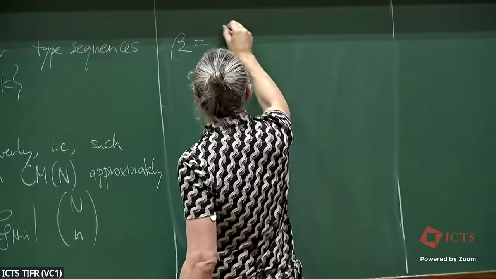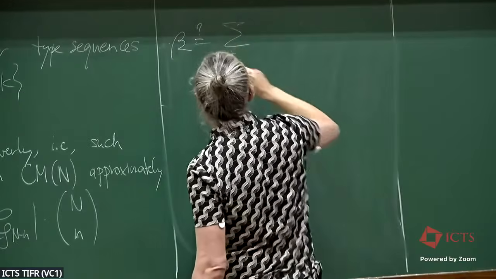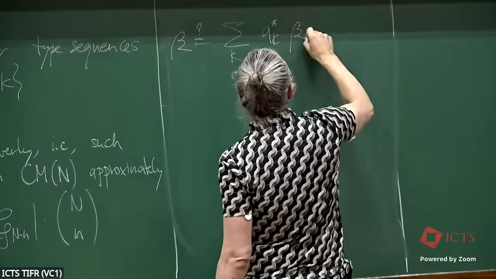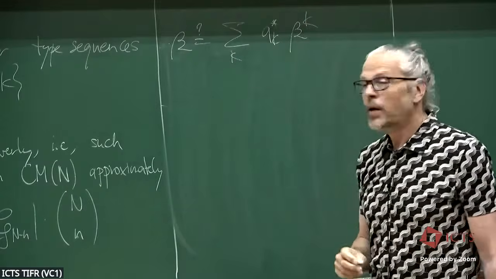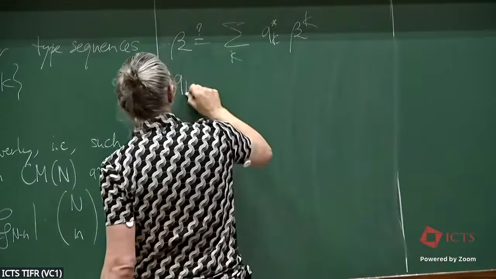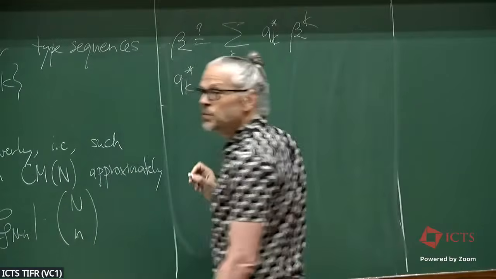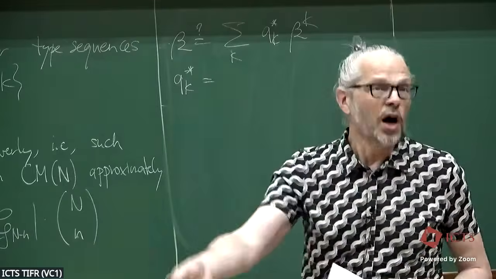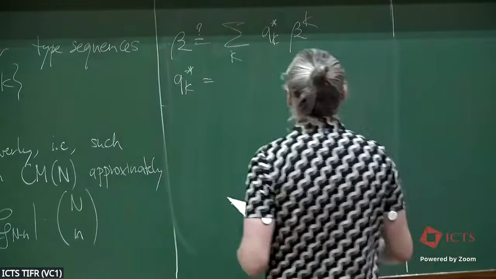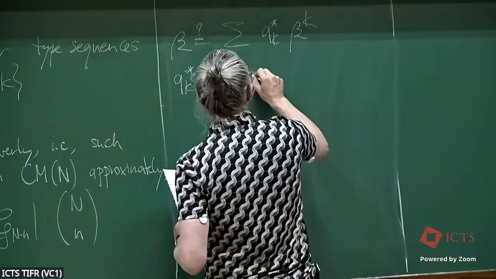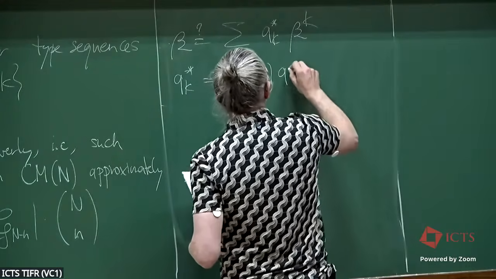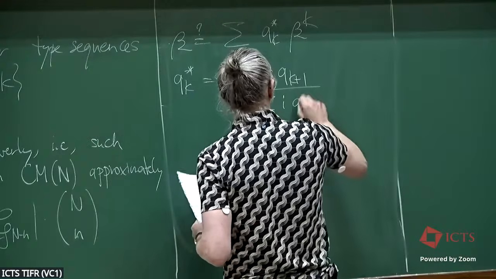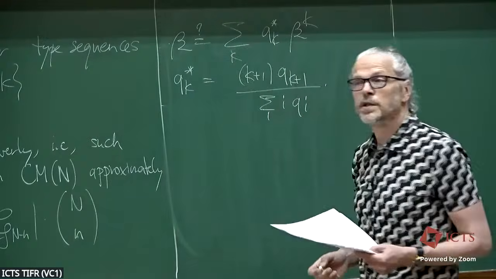Beta should be the sum over k, qk star, beta to the power k. And where qk star is the size bias distribution minus 1, and this is related to, are you starting from a vertex or are you starting from a half edge? Here we're starting from a half edge. And this is just k plus 1, qk plus 1, divided by sum over i times qi. That's a nice probability distribution.